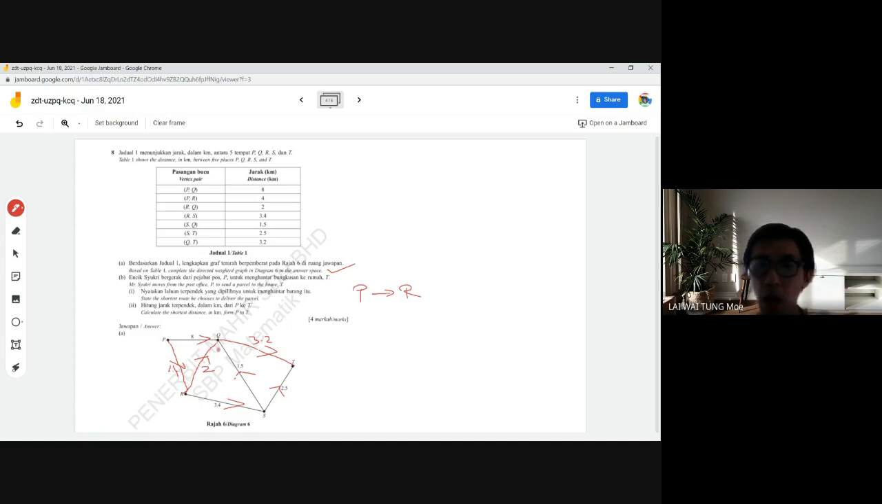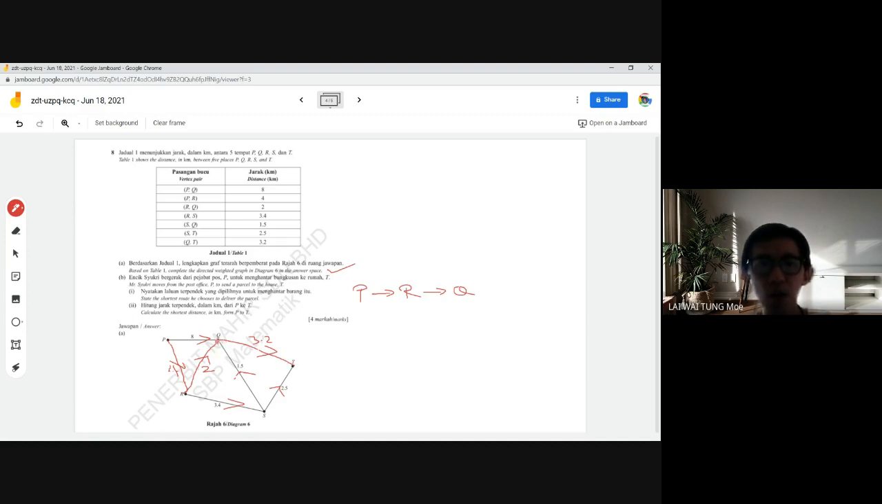So maybe I'll choose the shorter one, which is to Q. And then from Q, I have 2 more routes to choose, which is 3.2 and 1.5. So from here, you can either choose 1.5 or 3.2.